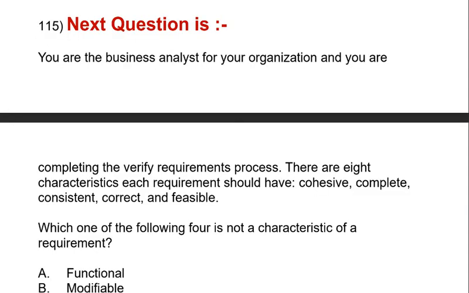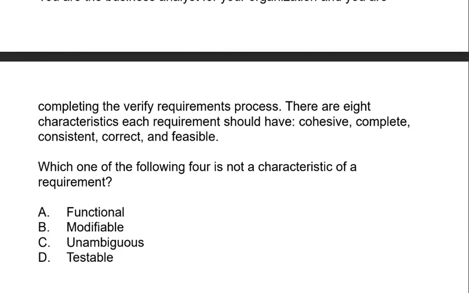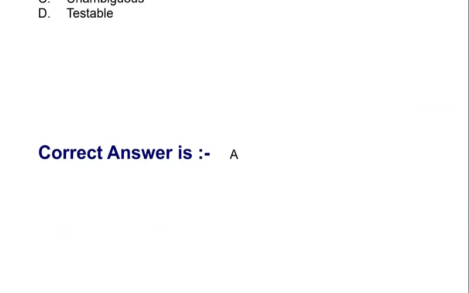Question is, you are the business analyst for your organization and you are completing the verify requirements process. There are 8 characteristics each requirement should have: cohesive, complete, consistent, correct, and feasible. Which one of the following 4 is not a characteristic of a requirement? Option A, functional. Option B, modifiable. Option C, unambiguous. Option D, testable. Correct answer is option A.